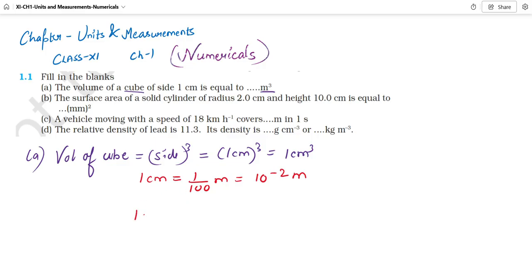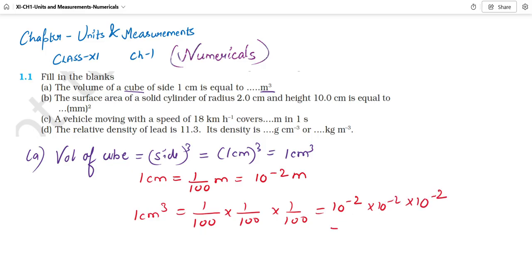Okay, so 1 centimeter cube will be equal to 1 upon 100 into 1 upon 100 into 1 upon 100. That means 10 power minus 2 into 10 power minus 2 into 10 power minus 2. That makes it 10 power minus 2, minus 2 and minus 2. In exponents we add these, so 10 power minus 6 meter cube. So our final answer will be 10 power minus 6 meter cube. Here we'll fill in the answer 10 power minus 6. That's the volume of this cube in meter cube. Okay, I hope this is clear to everyone.